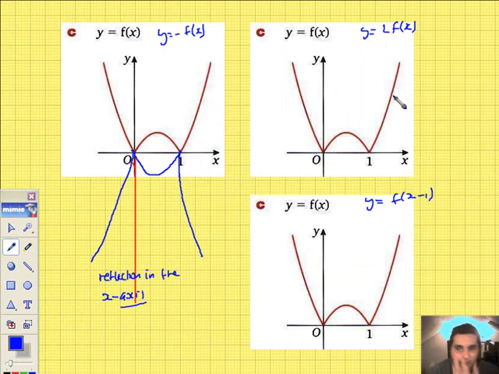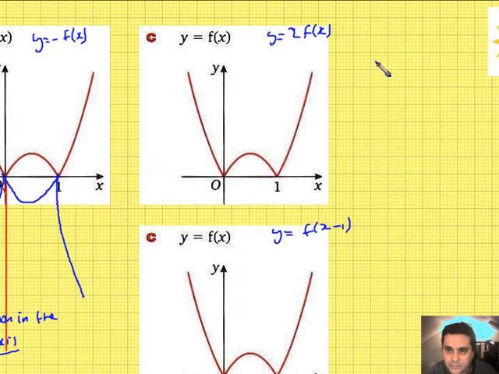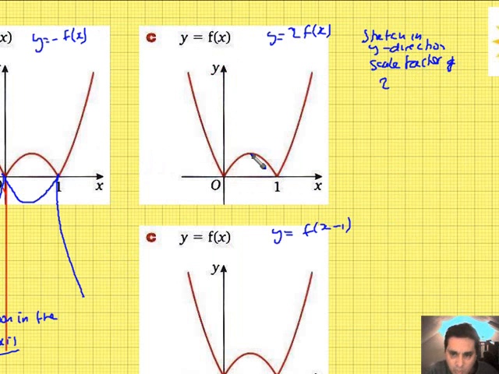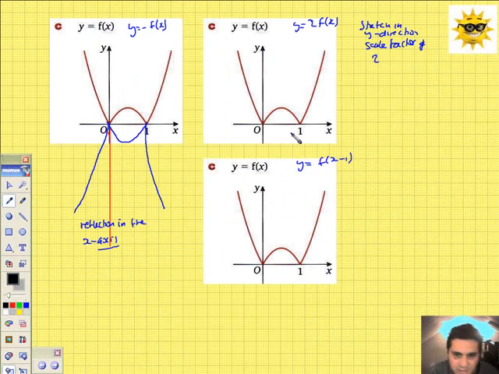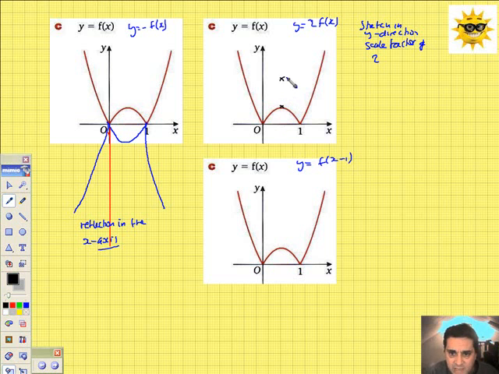That's that one done. Now this one, again, we need to try and stretch it in the y direction using scale factor 2. Scale factor of 2, and that's a stretch in the y direction. Well, I have no coordinates there, but that's a key coordinate. That will be half something. If I'm going to multiply by 2 on the y, it's going to be something like that.